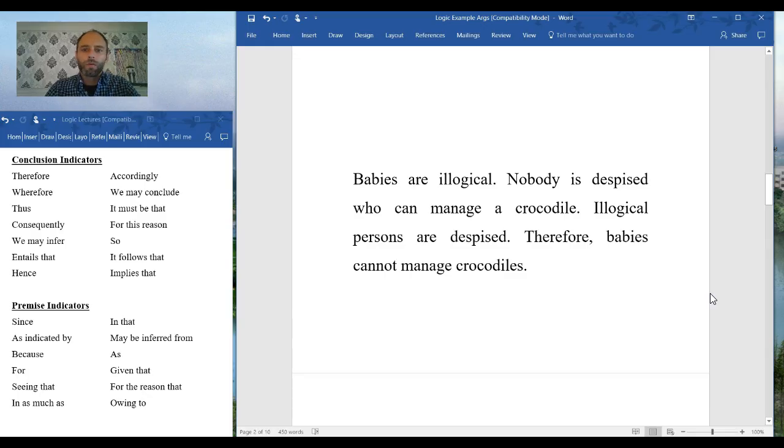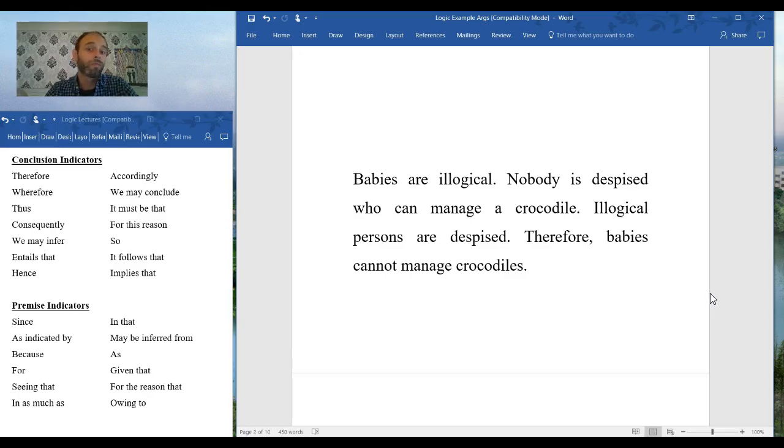All right, so let's look at some more examples here. Up to this point, we've looked at examples where you had both premise indicator and conclusion indicator words. But let's take a look at an argument where you don't have both, and see how much just one indicator word can tell you. So here's the argument. Babies are illogical. Nobody is despised who can manage a crocodile. Illogical persons are despised. Therefore, babies cannot manage crocodiles.